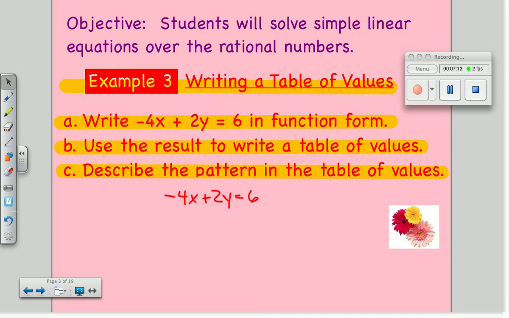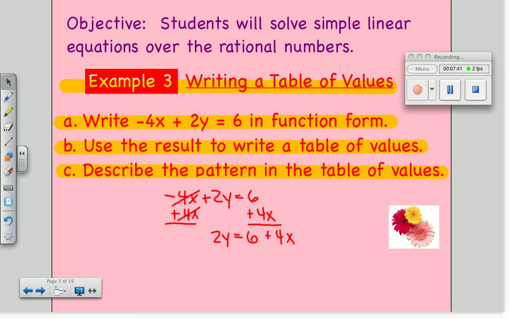And I want my y by itself. So first let's get rid of this negative 4x. We're going to add 4x, the opposite of negative 4x, to both sides. Okay? So here this cancels out. Now I have 2y equals, and I cannot add these because they're unlike terms. The 6 doesn't have an x, but the 4 does.